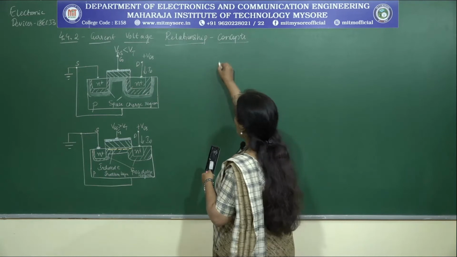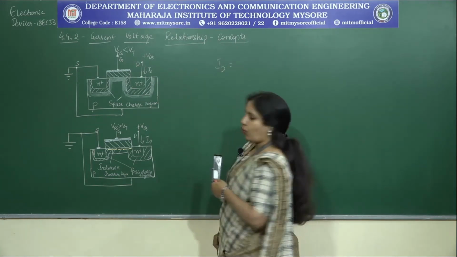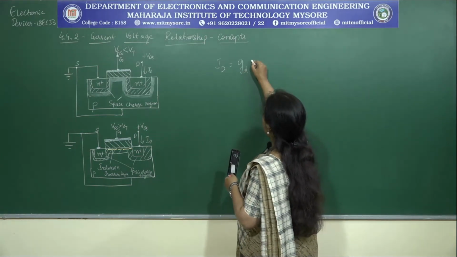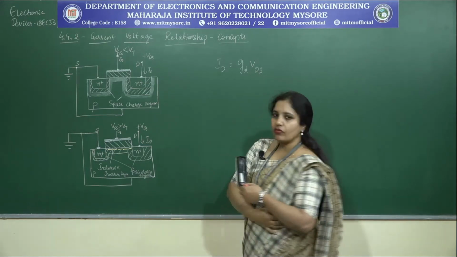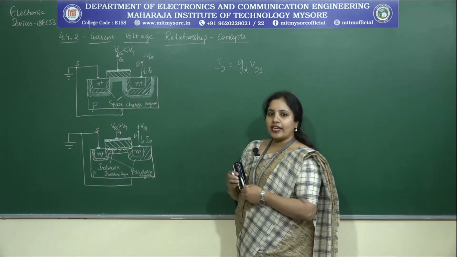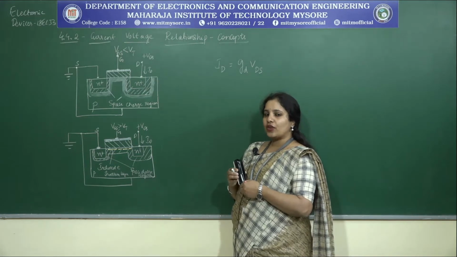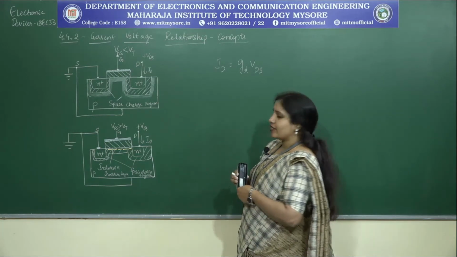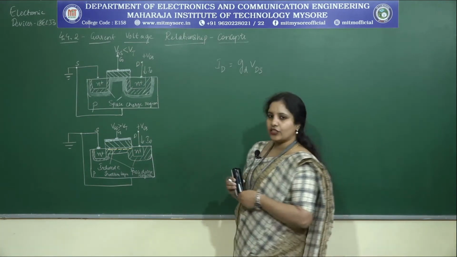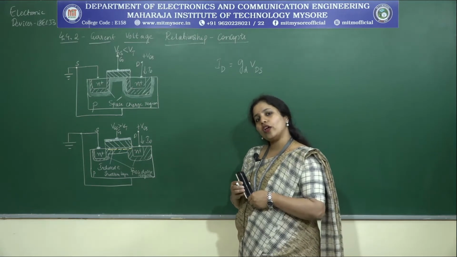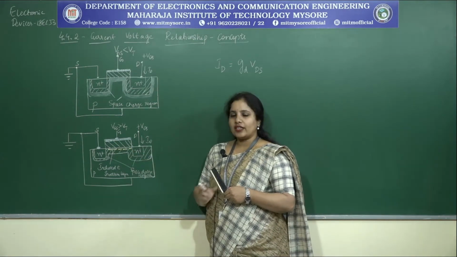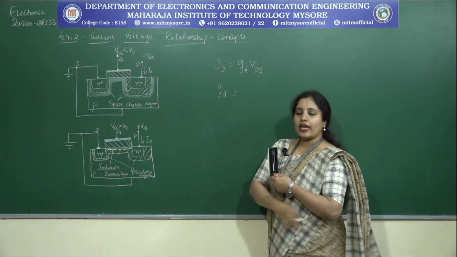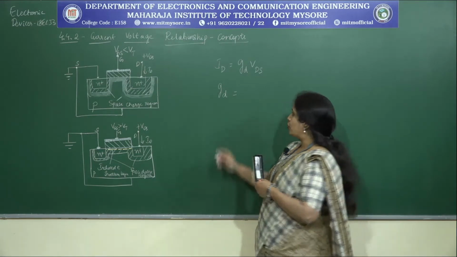For a small value of VDS, if I want to represent ID, we know that it can be given as GD into VDS. What does GD indicate? It indicates the conductance of the channel that is being formed. What is VDS? It is the drain to source voltage, and ID is the current. Which current? It is the current which is flowing from drain to source. That's the conventional current.